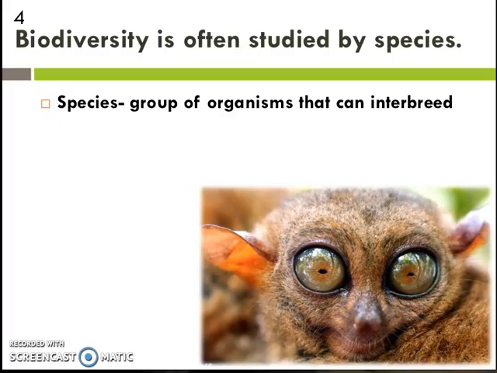So a species is a group of organisms that can interbreed. So it's a group of the same organism that can breed and produce a viable offspring. So for example, humans mate with other humans and they create a human as their offspring. So you're creating the same offspring, you're both the same type of species, and you can interbreed.